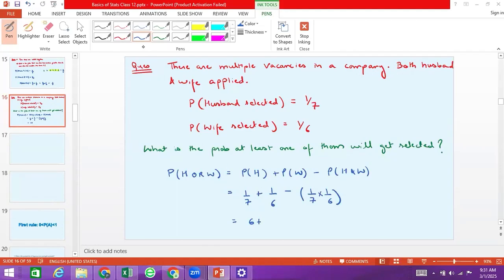Now, first of all, do we want to continue with this? Let's say this is 6 by 42 plus 7 by 42 minus 1 by 42, which is 12 by 42, which is 6 by 21, which is 2 by 7. Done, right? Have I done it wrong? Is the calculation right? Yeah, the calculation is right. 2 by 7.